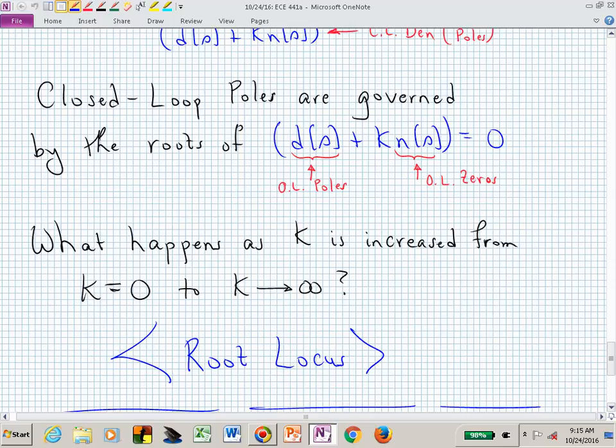And obviously where you want the locus to go is through your allowable or your desired region in the complex S-plane. That's one of the reasons we talked about settling time, peak time, and percent overshoot, and the intersection of those patterns.